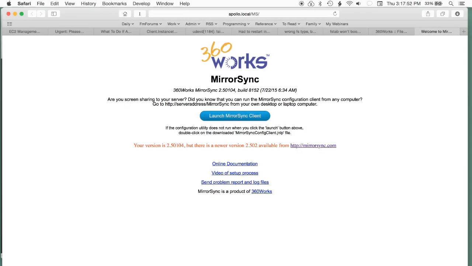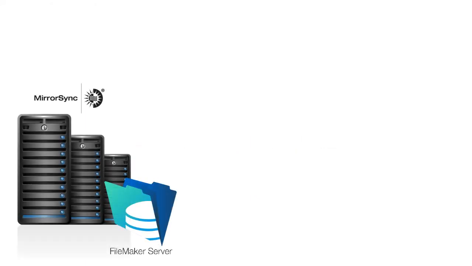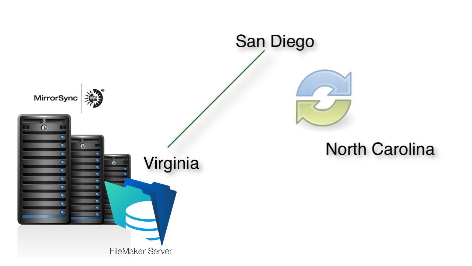MirrorSync is a web application that gets installed on any machine that you want. Typically, people will install it on their FileMaker server, but that's not a requirement. I actually have one customer that is running MirrorSync in Virginia, syncing between a database in San Diego and North Carolina. And there's actually good reasons for that. It's not as crazy and stupid as it sounds. But yes, you can install it literally anywhere, and it'll reach out to the databases wherever they live and sync between them.